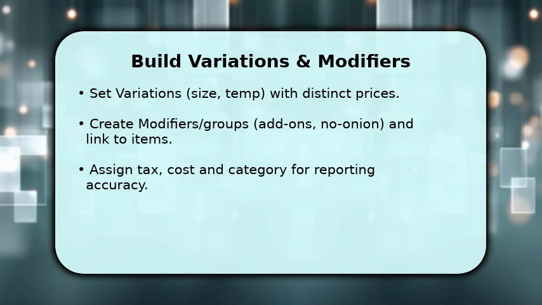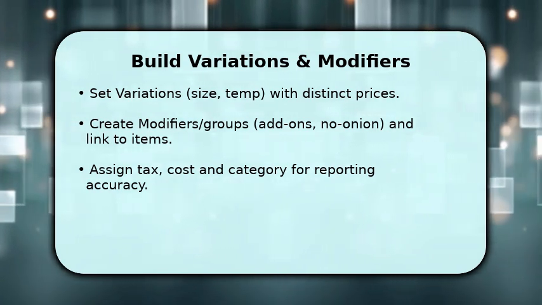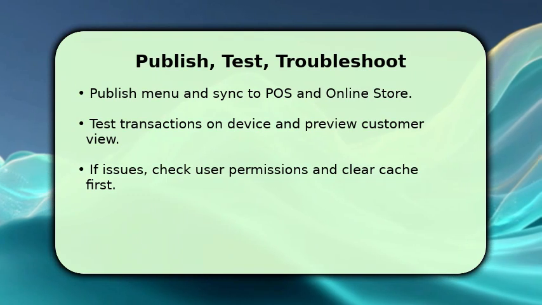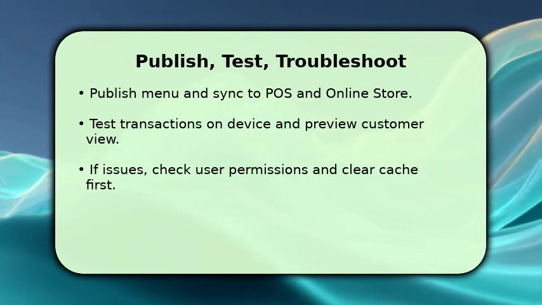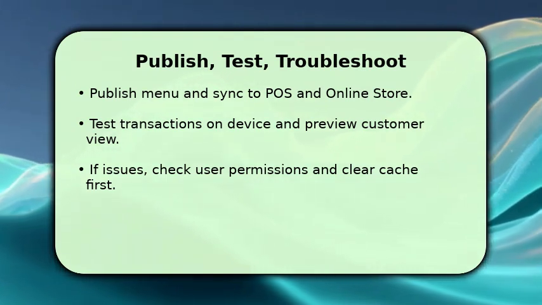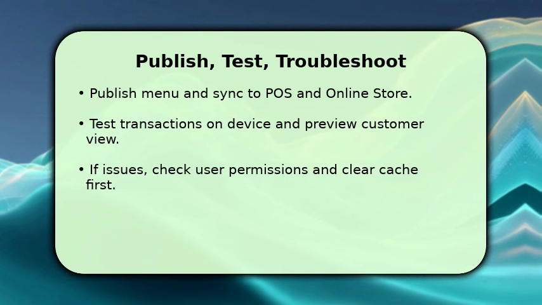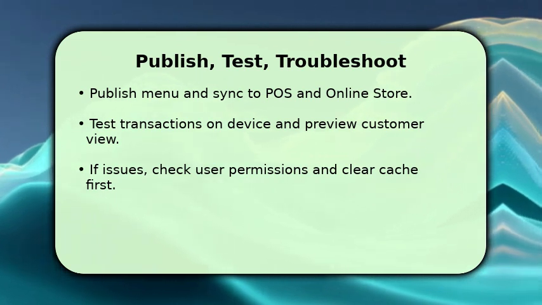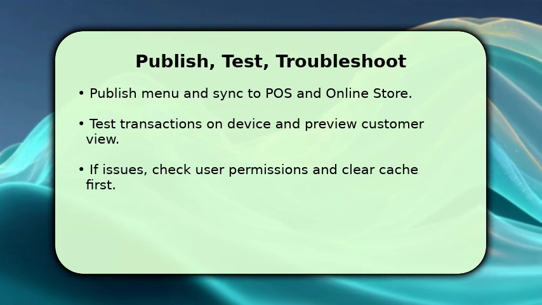Now finalize by publishing the menu and pushing changes to POS and your online store. This makes updates live across devices. After publishing, perform a quick test transaction on the register or web preview to verify prices, modifiers, and tax calculations.